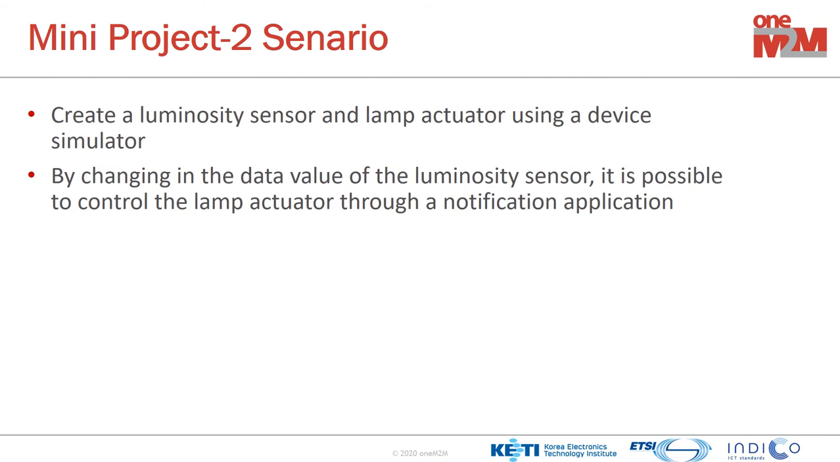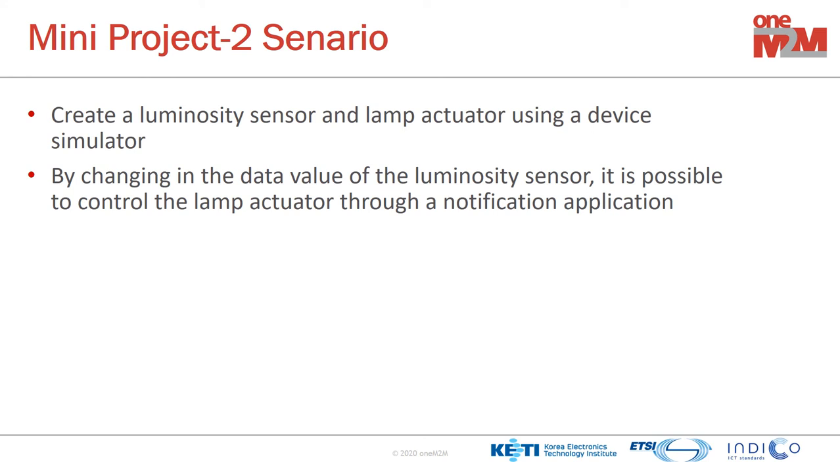So this is the scenario. When the luminosity sensor reading becomes lower, then we will turn on the lamp because it gets dark. And when the sensor reading goes up over the threshold, then we will turn off the lamp. This is the really simple home automation scenario that we're going to see really soon.